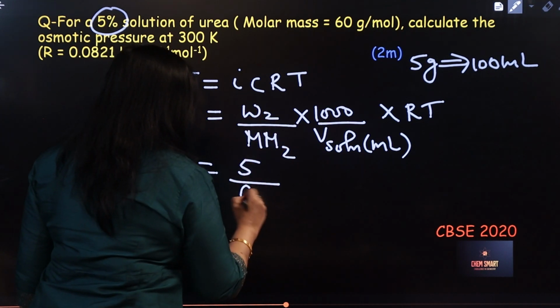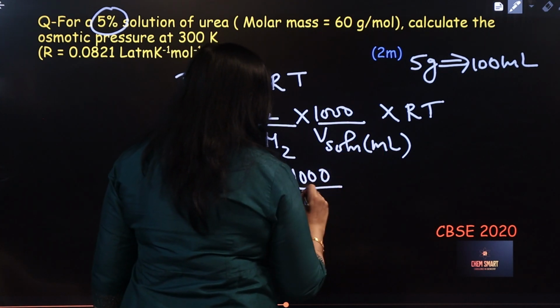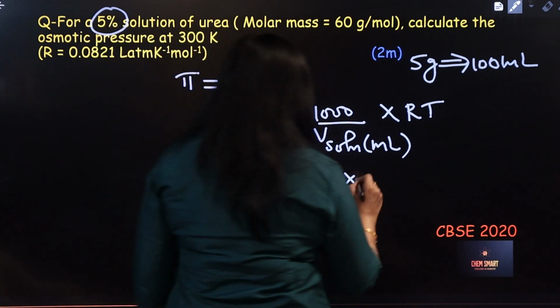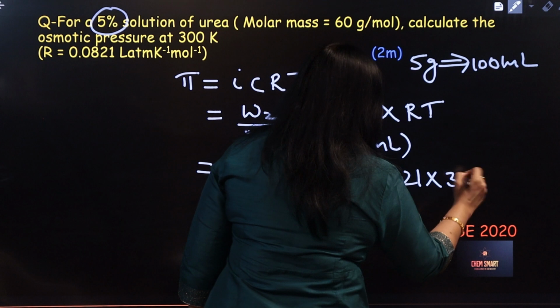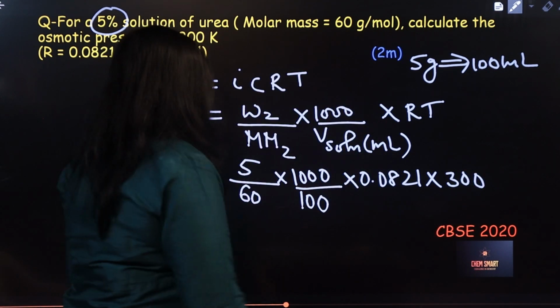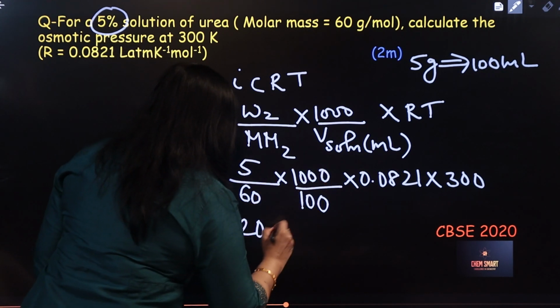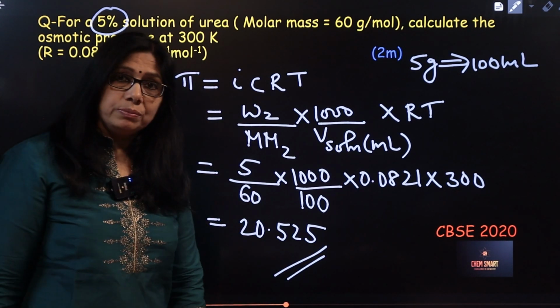Molar mass is given as 60, into 1000, divided by volume of the solution, which is 100, into R, which is given as 0.0821, and temperature is 300 Kelvin. Temperature has to be in Kelvin in these osmotic pressure calculations. So when you solve this, you are getting 20.525 as the numerical value.